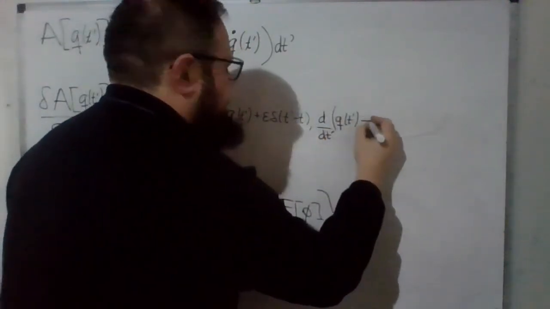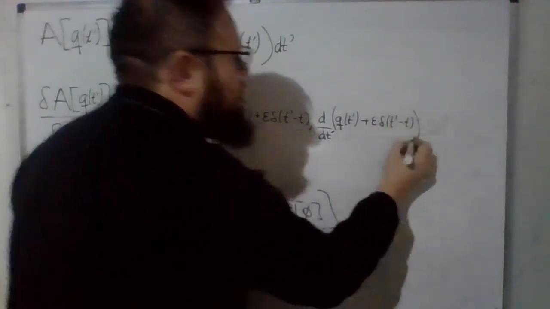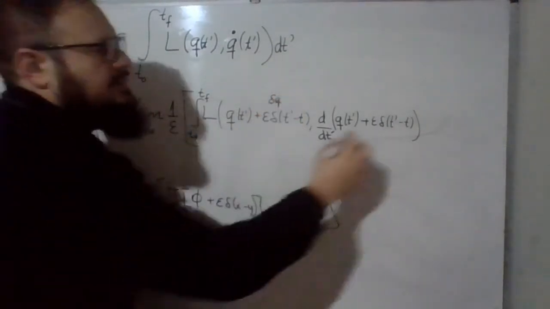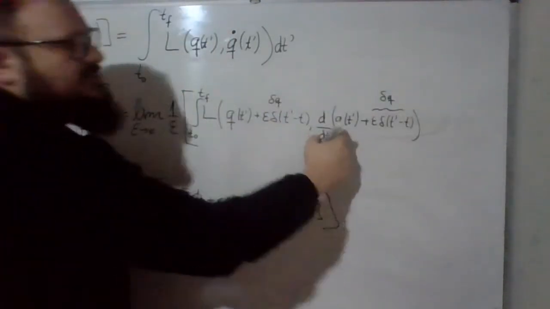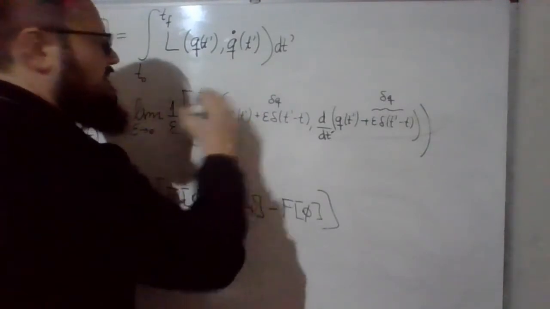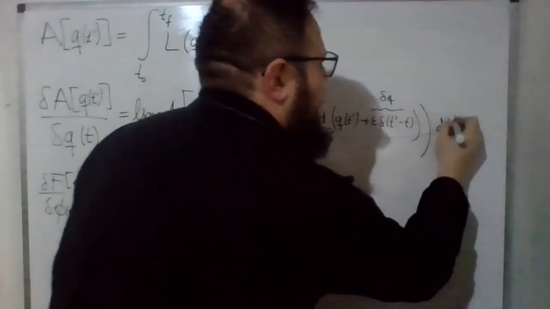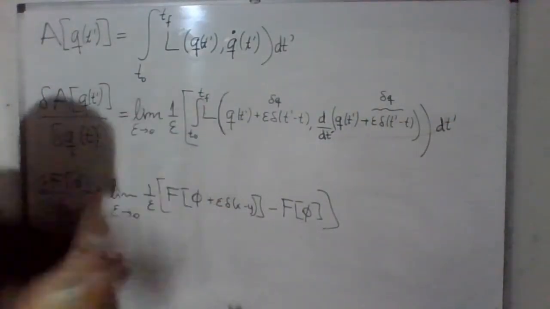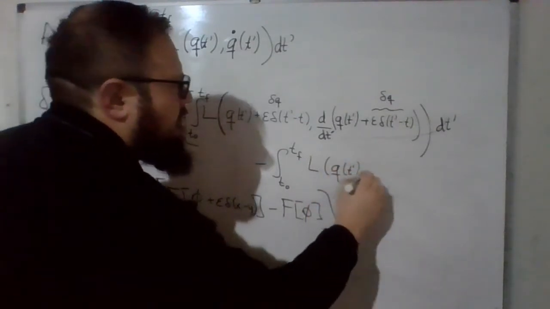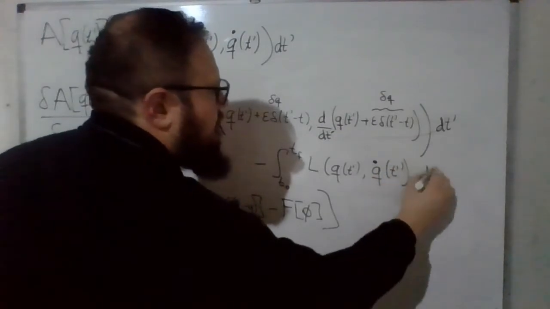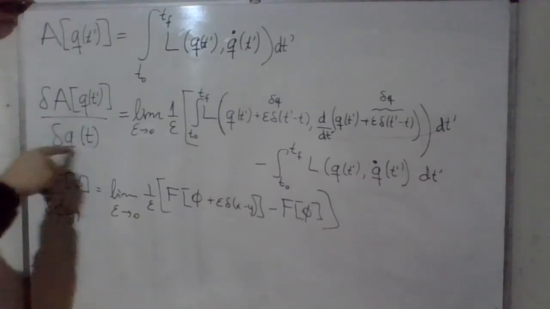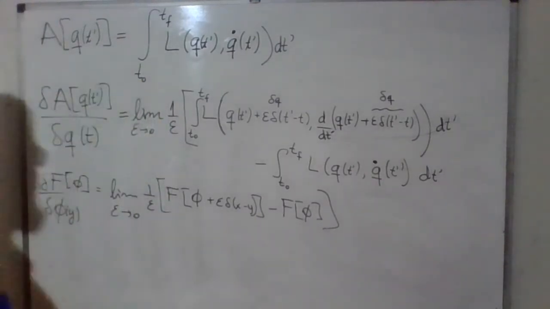Q of t prime plus epsilon delta of t prime minus t, right? So this is the Lagrangian evaluated at q plus some delta q. This is the delta q, okay? And the derivative of q plus delta q, right? This is it. So we close this round bracket here, dt prime, and we need to subtract the original. Okay, so we are just using this definition here now, understanding what the variables are. All right, this is it.